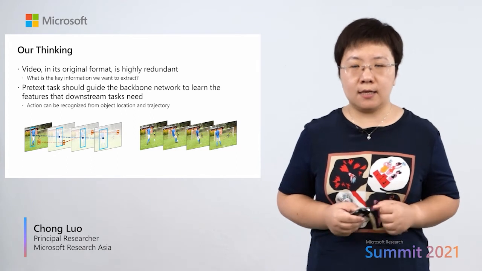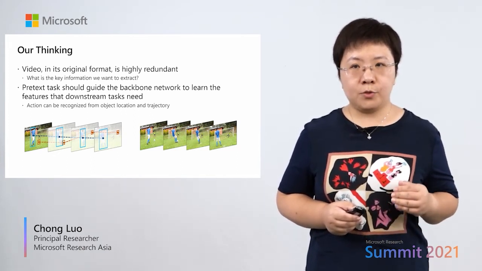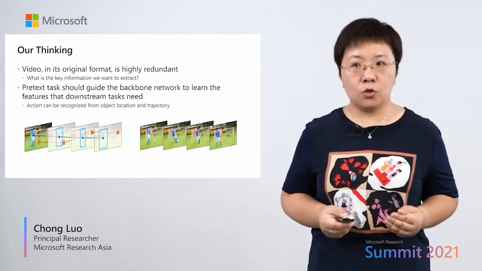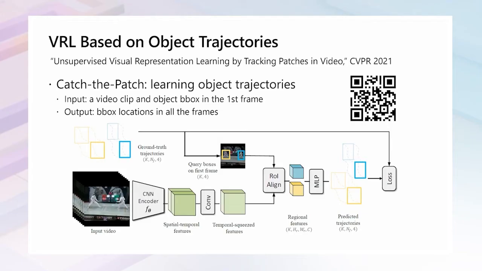So our idea is, if action can be recognized from object, location, and trajectory, then we just let the network learn object trajectories during pre-training. This is our recent work about VRL that was published in CVPR 2021. The code has been made available on GitHub.